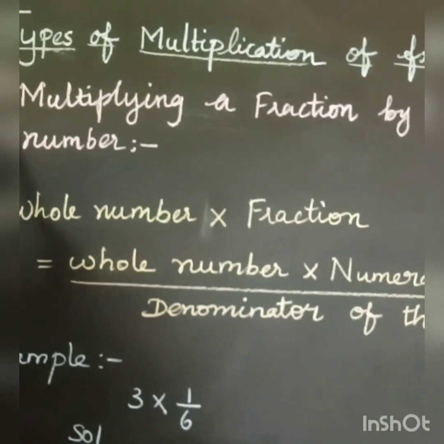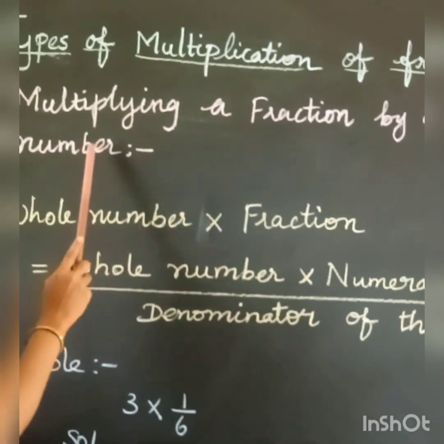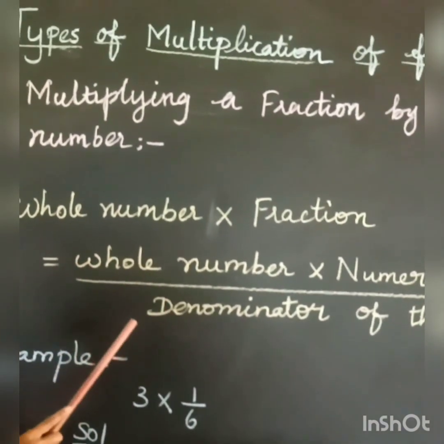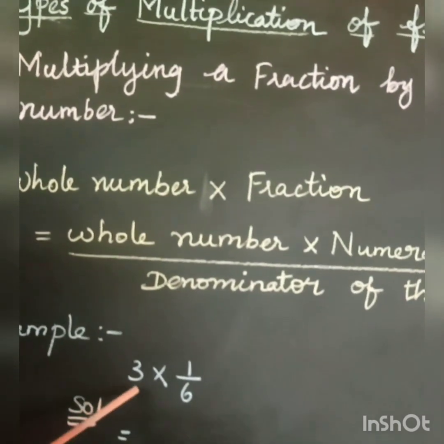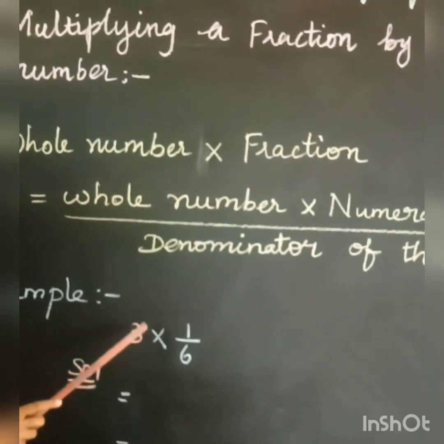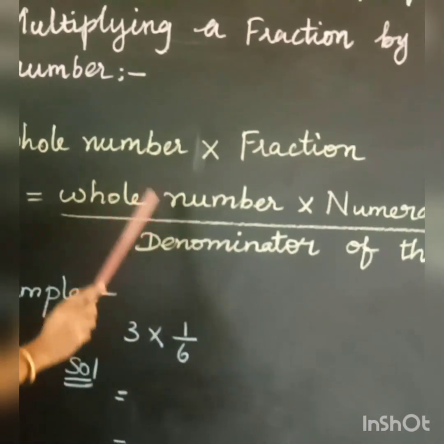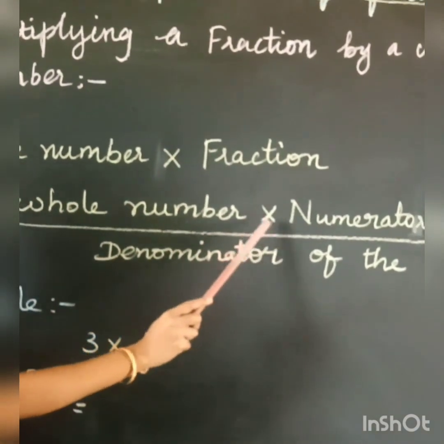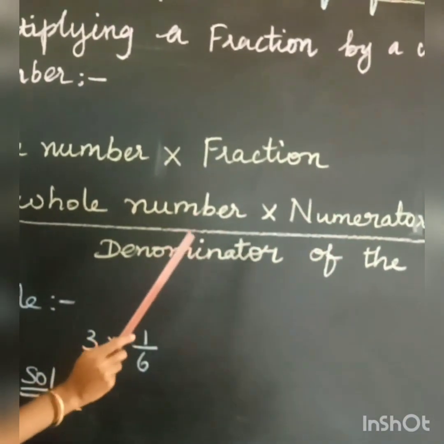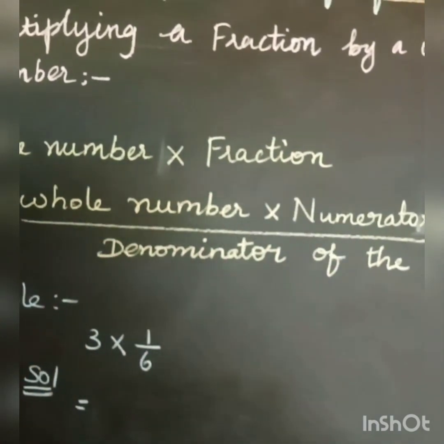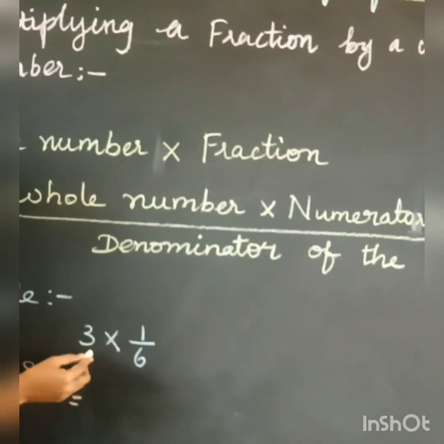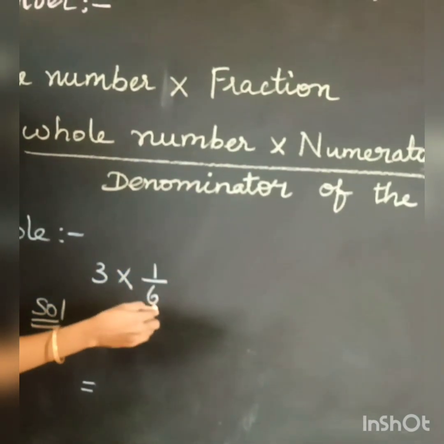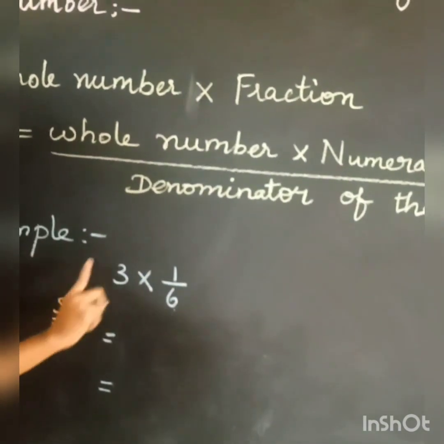See the first type, multiplying a fraction by a whole number. Before we enter the definition, see this example for this method: 3 into 1 by 6. That is whole number into fraction. For this type of sum you have to use this formula: whole number into numerator of the fraction divided by denominator of the fraction. Now we come to the example sum. See the sum, 3 into 1 by 6. 3 is the whole number and 1 by 6 is the fraction. Don't confuse, it is not a mixed fraction.